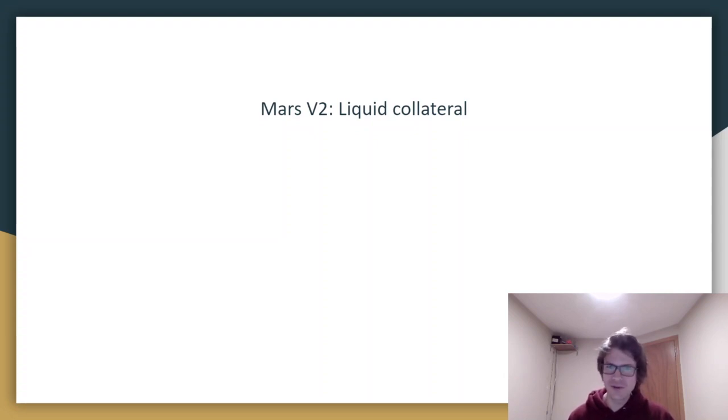So the exciting thing about Mars v2 is that now, for the first time, with Aave and with Mars v1, when you had your collateral there, it was frozen, right? That's what you normally do with collateral. Like you put up maybe Atom collateral and then you can borrow against it, but the collateral has to stay there. While it's collateralizing the loan, it's stuck there, it's frozen, you can't do anything with it.